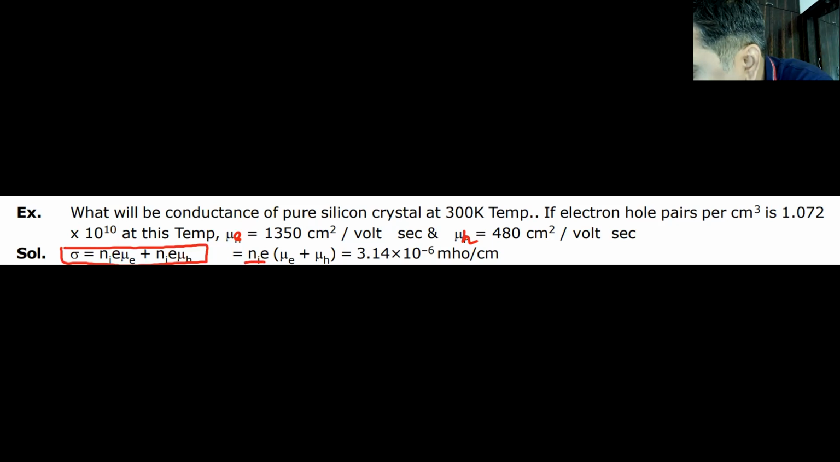Here both the concentrations are same. Concentration is given as 1.072 into 10 raised to the power 10. Charge of an electron is 1.6 into 10 raised to the power minus 16. Yes or no? Yes, sir. We just add the two mobilities. One mobility is given as 1350. The other mobility is given as 480. We just add this and multiply and we will get the answer. Do we understand this? Yes, sir.